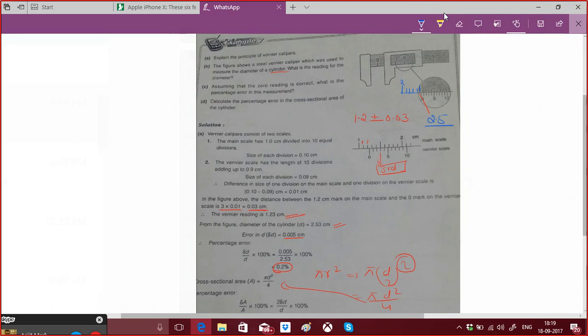And then 2.5 is this one, and then 0.03 is your fractional reading on the vernier scale. So 2.5 plus 0.03, so it will be 2.53. That's why I write that there. Yes, that's right. 2.5 and 0.03. That's good. So the remaining questions we will study in your next class, okay?